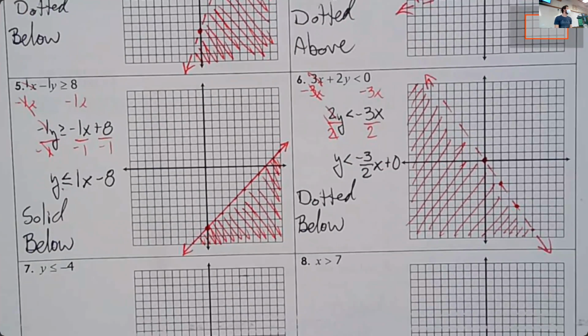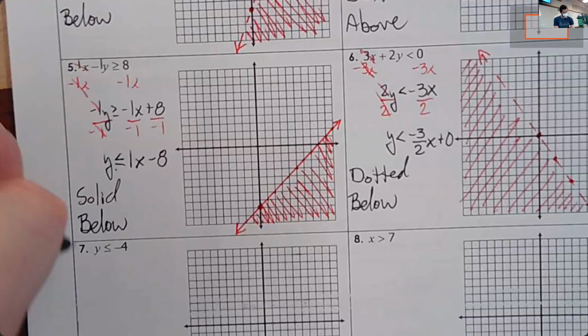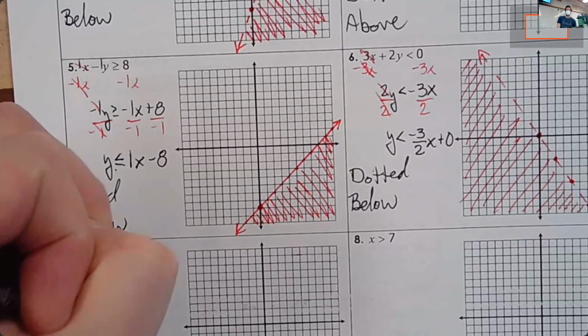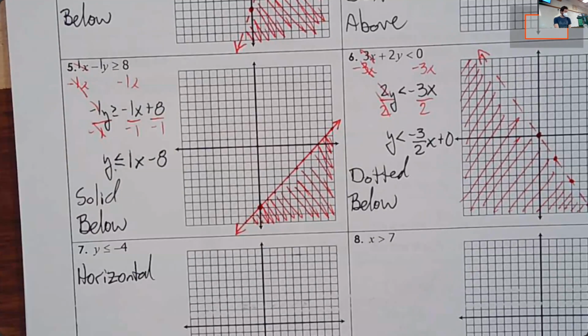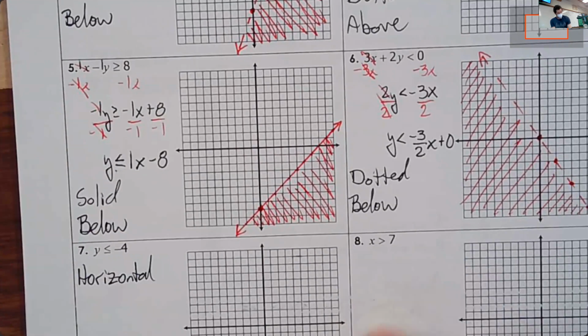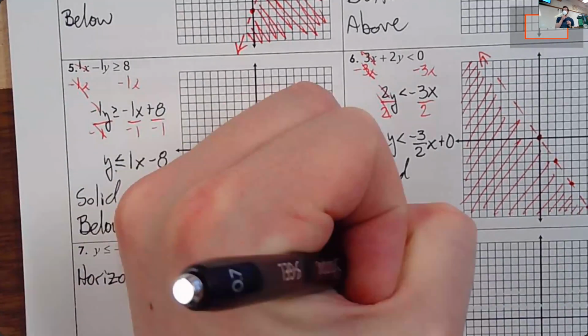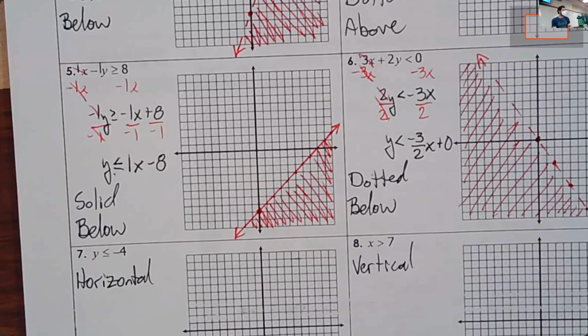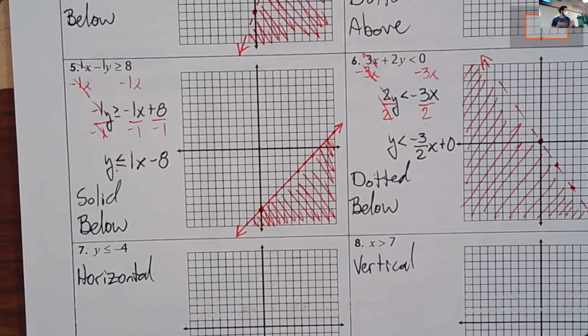Yeah, vertical or horizontal, exactly. So if y is just a number, this is going to be horizontal. I'm going to write horizontal there for the y, and then on number 8, if it's x and just a number, it's vertical. So I'm going to say vertical here, just as a reminder that those are the types of lines that we're going to be drawing. There's no slope, there's no y-intercept that we have to deal with. Well, there might be a y-intercept, but there's no slope that we have to deal with on either one of these. But we still have to make decisions about dotted or solid and then above or below.